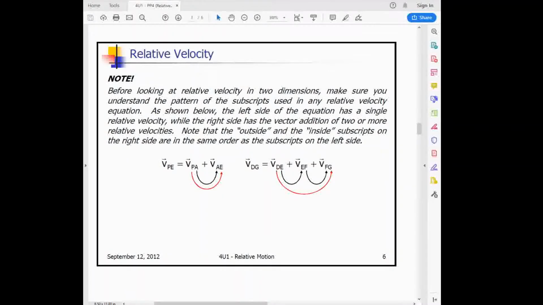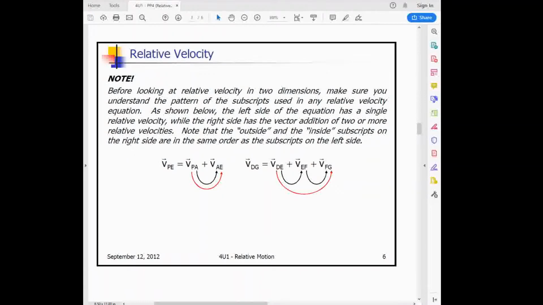So in this example, if you look at this picture here, we have VPE equals VPA plus VAE. The A is on the inside, and when we add VPA plus VAE, what essentially happens is that A gets covered by the calculation. So our VPE is a sum of VPA plus VAE.